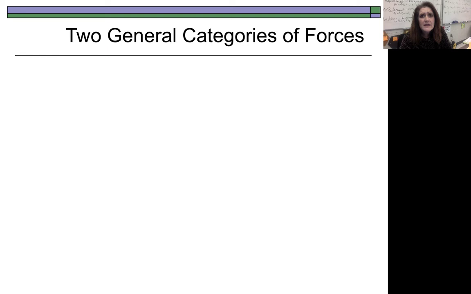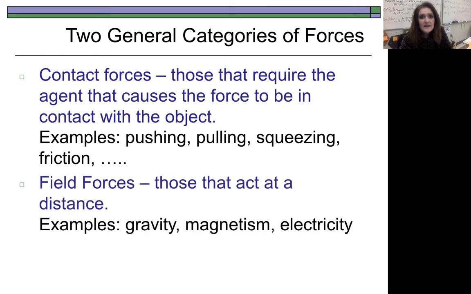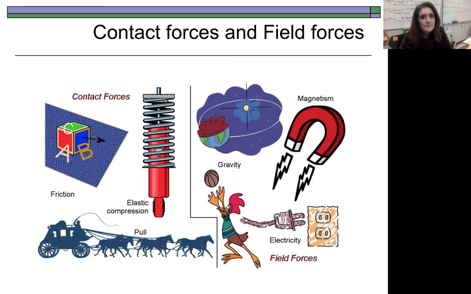There are two general categories of forces. Contact forces, those that require direct contact with your object, and field forces, those that will act at a distance. So on the left are examples of contact forces: friction, pulling, elastic compression. And on the right are field forces: gravity, electricity, magnetism.